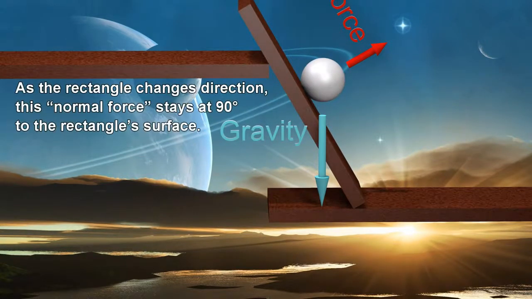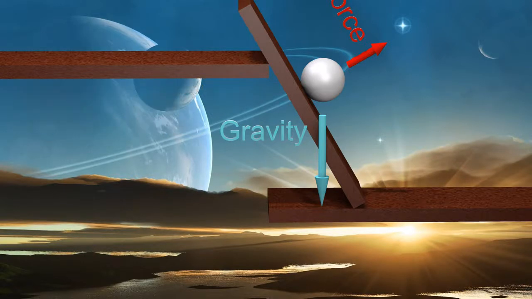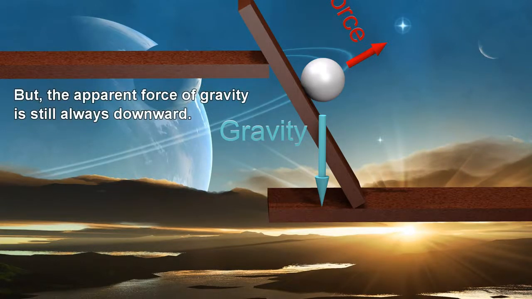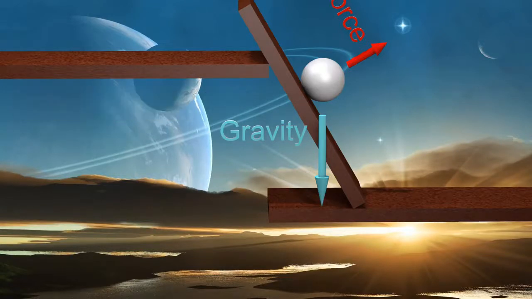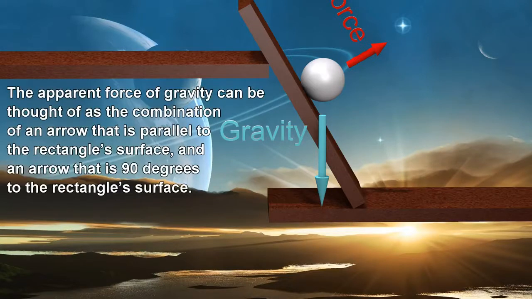As the rectangle changes direction, this normal force stays at 90 degrees to the rectangle's surface. But the apparent force of gravity is still always downward. The apparent force of gravity can be thought of as the combination of an arrow that is parallel to the rectangle's surface and an arrow that is 90 degrees to the rectangle's surface.